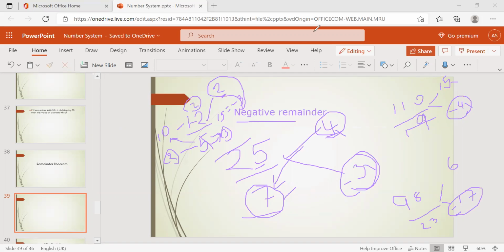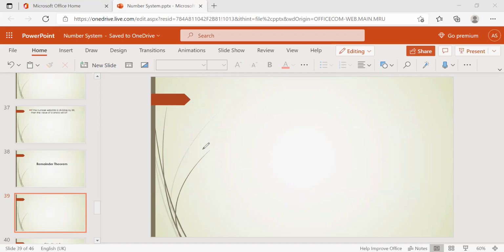So this is a negative remainder. Now, we'll see some more examples here. Suppose minus 98 by 13. What's the remainder here? 13 sevens are 91, that means 7. So just leave this minus value. Minus 98 here, then it is minus 7. Minus 7 is the remainder.